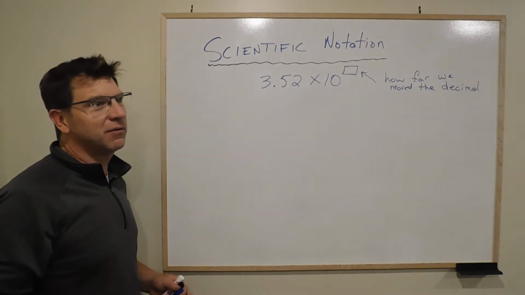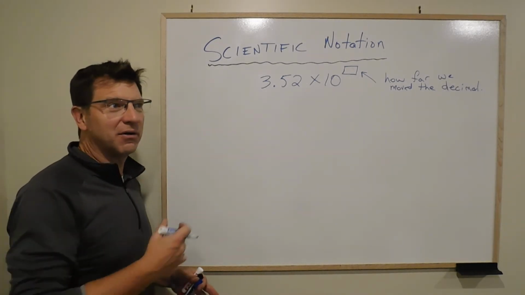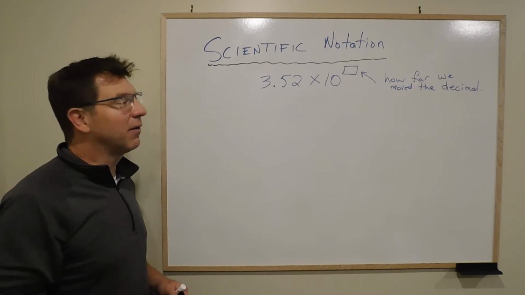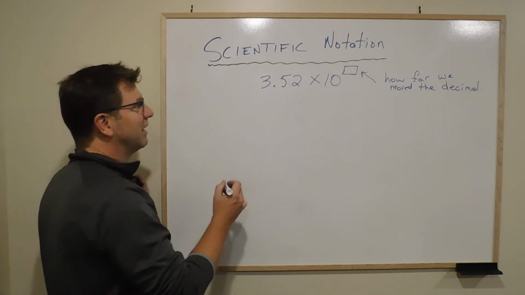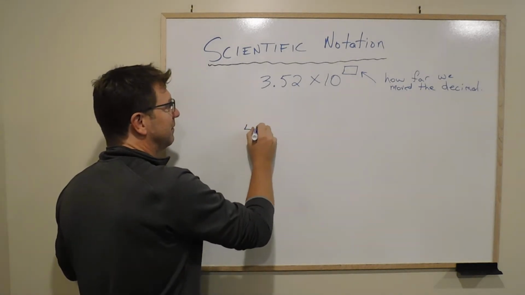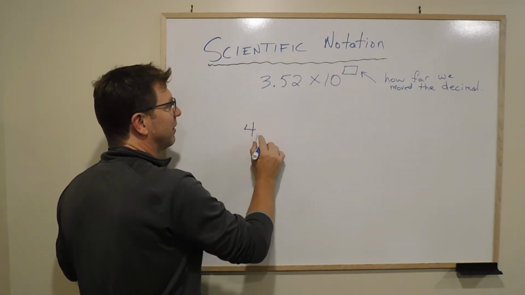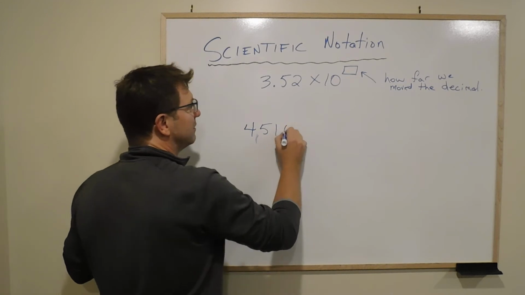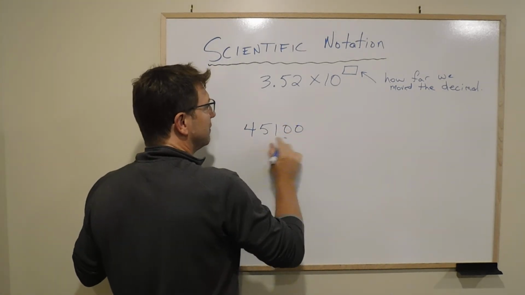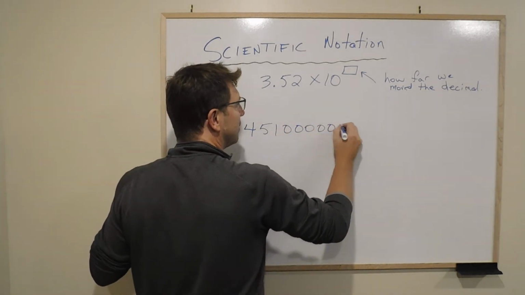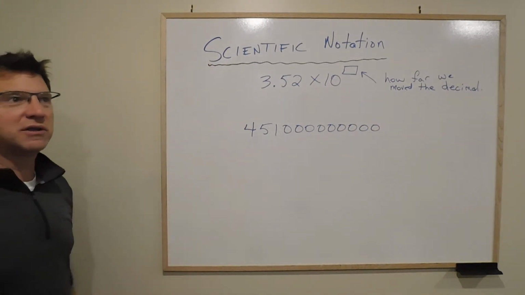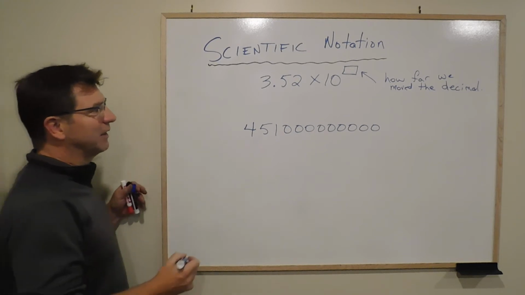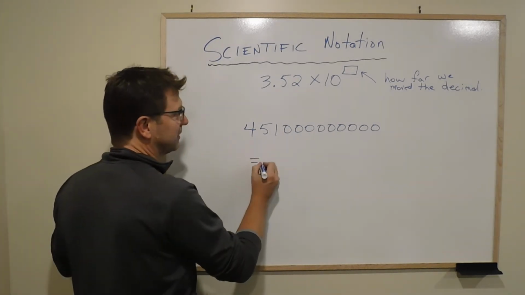So for example, if you have a really large number like the distance from the Earth to the Moon, you don't want to write that with 27 digits. So here we go. Let's say we had a number like this, 4.45100 0, okay? And we could even add more zeros. We don't really want to write it that way, so scientific notation always works the same.